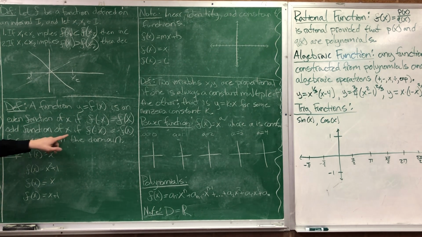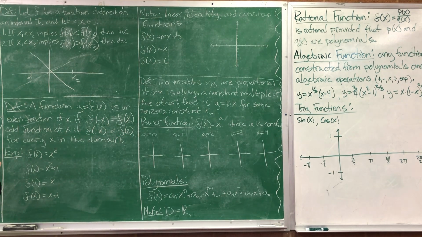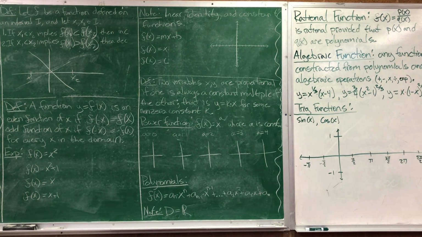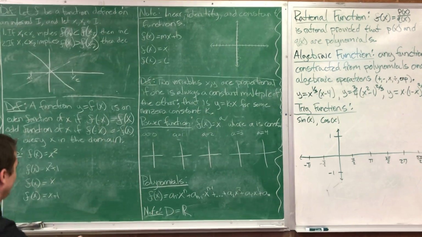A function is odd if f of negative x is equal to negative f of x. That is, if plugging in a negative gives you the same output, but negative. So let's scribble somewhere where the camera can see for a second. We'll just scribble down here.